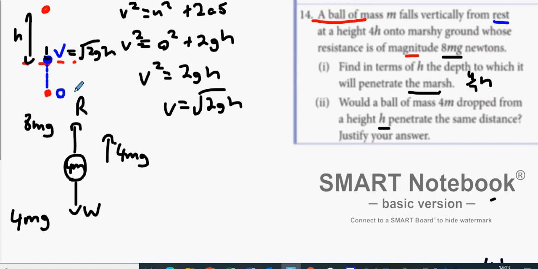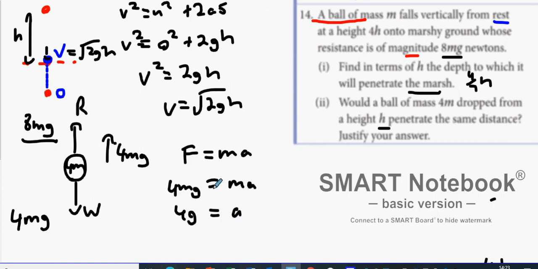Okay, well, as we said earlier, it has an 8mg resistance, and weight is mass times gravity, but your mass is 4m this time, so it's a weight of 4mg going downwards. 8mg take away 4mg is a net result of 4mg going upwards. So we now do our force equals ma. Your net force is 4mg going upwards. This means that your deceleration is 4g. 4g acting to slow it down.